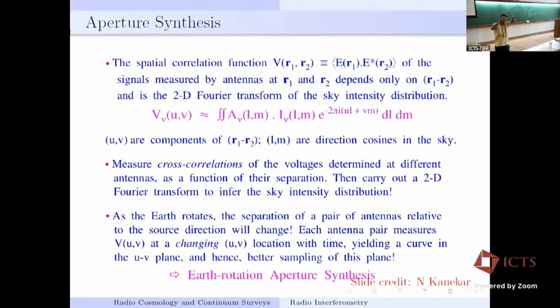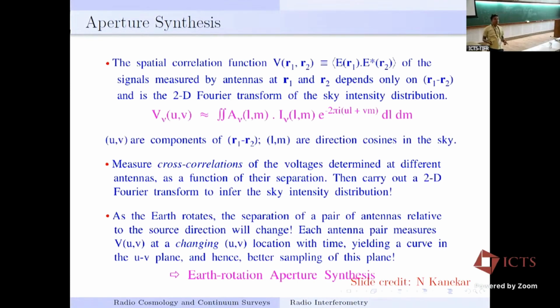Now earth rotates. Earth rotating means what? The relative position of this antenna with respect to the source changes. So it means that x1 and x2 also change, correct? It's basically the projection of these two antennas in the xy plane. So if you rotate it, these vectors keep changing. So if this vector keeps changing, then the projections x1 and x2 change, right?